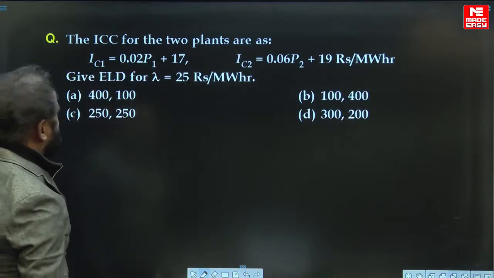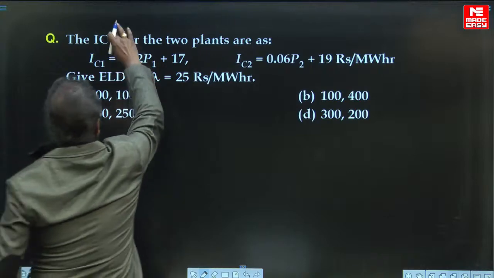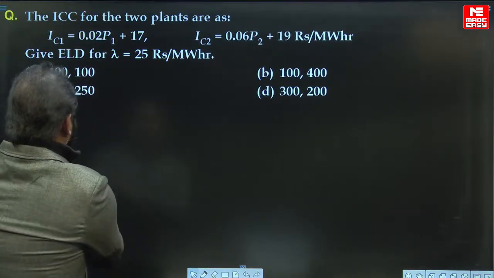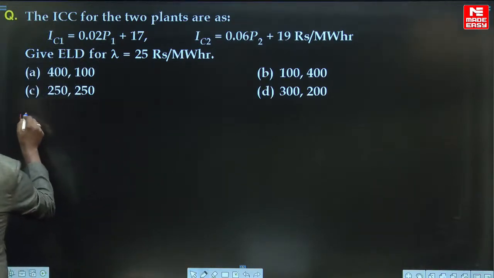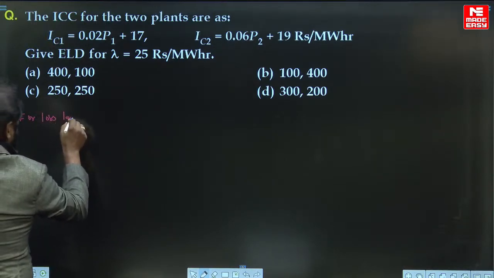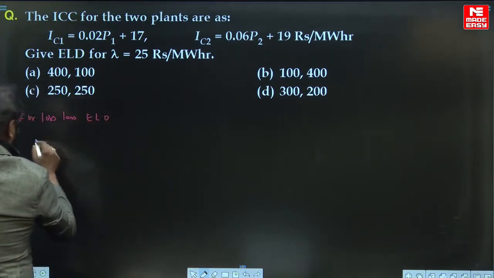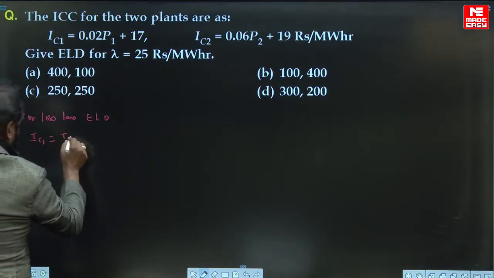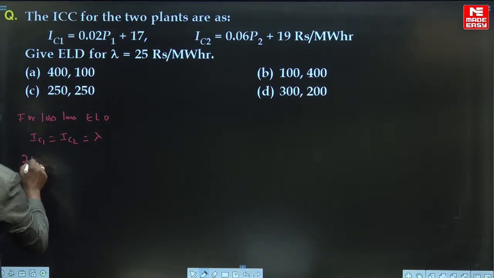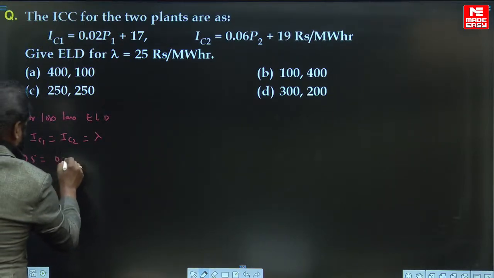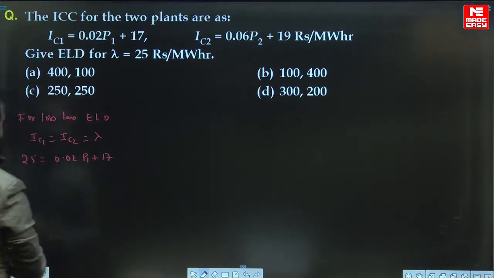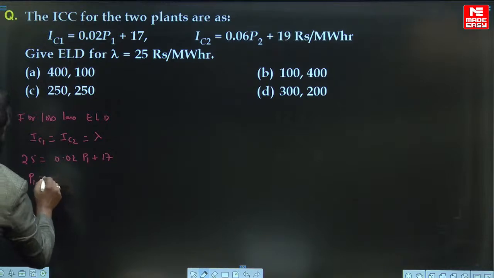Next, the incremental characteristics of two plants are given like this. So this question can move like this. He is asking for ELD for lambda equal to something. We know that for lossless ELD, IC1 equals IC2 equals lambda. Then if you make the equation 25 equal to 0.02 P1 plus 17, how much is it? P1 is equal to 400.